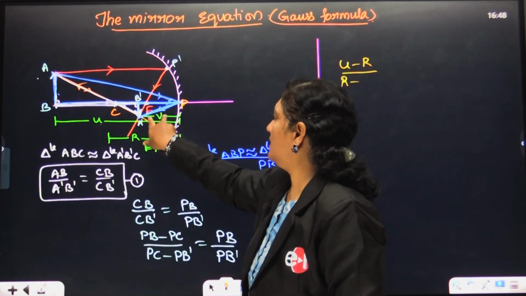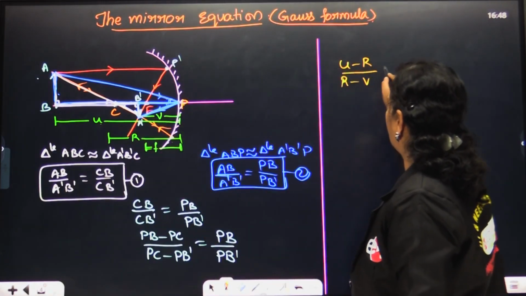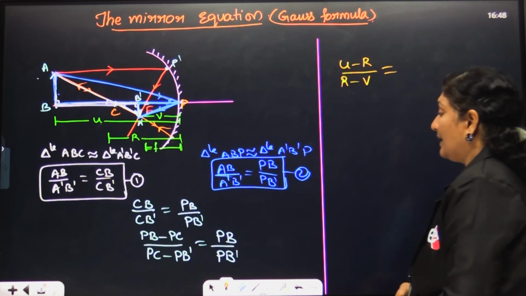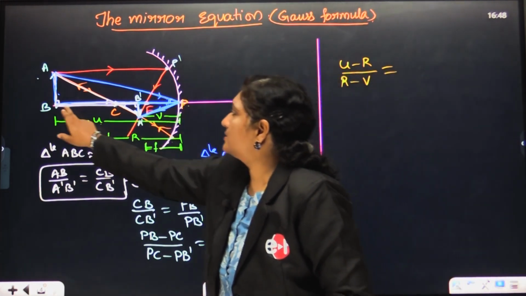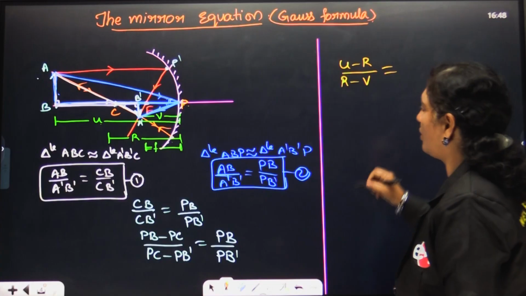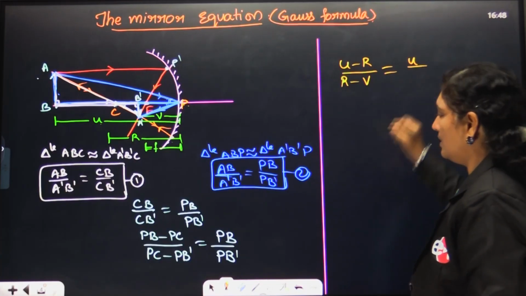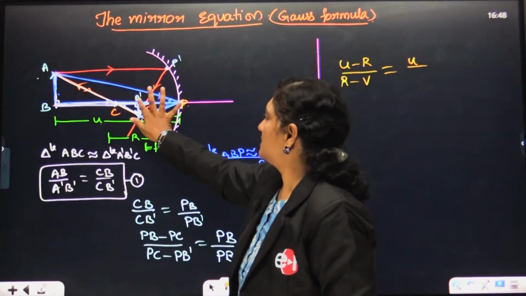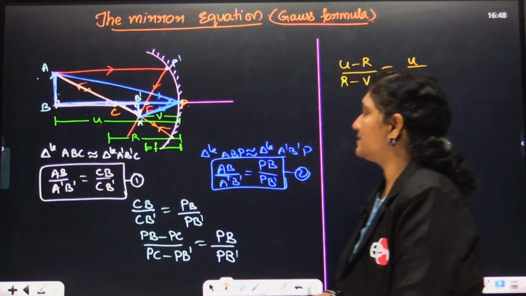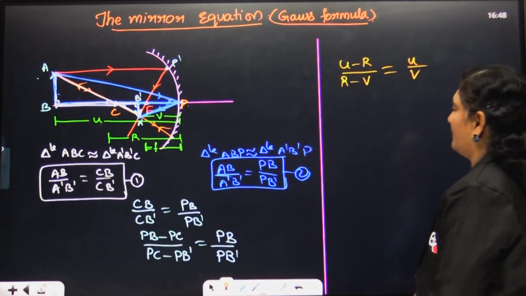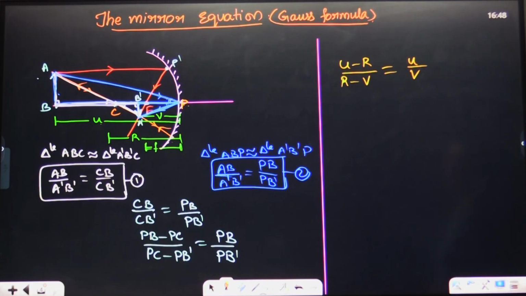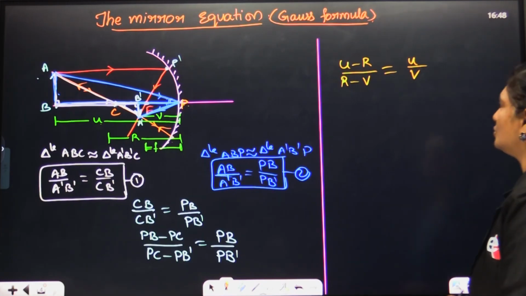Image to pole, indicated with the letter V, equals PB dash. PB means from here to here. The total length is the distance of the object, U. Again, PB dash means this distance. This distance is the distance of the image, given as V. So, U minus R by R minus V is equal to U by V.